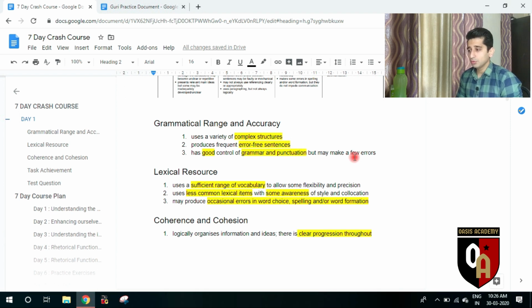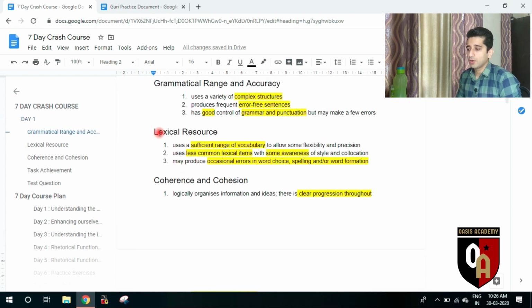So if I want to score 7 or above in grammatical range and accuracy for my writing task, there are 3 things that I need to focus upon. First of all, I should focus upon writing error-free sentences. My second focus should be to add a variety of structures, and a third thing is that I need to make sure that the punctuation and grammar I'm using is right and I make very few errors. And by few errors, it just means maybe 2 to 3 in 10.